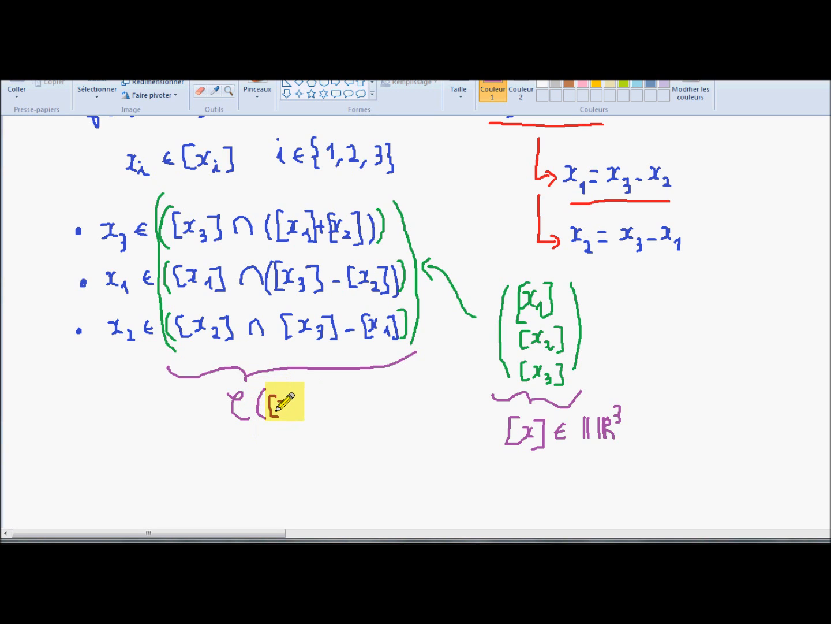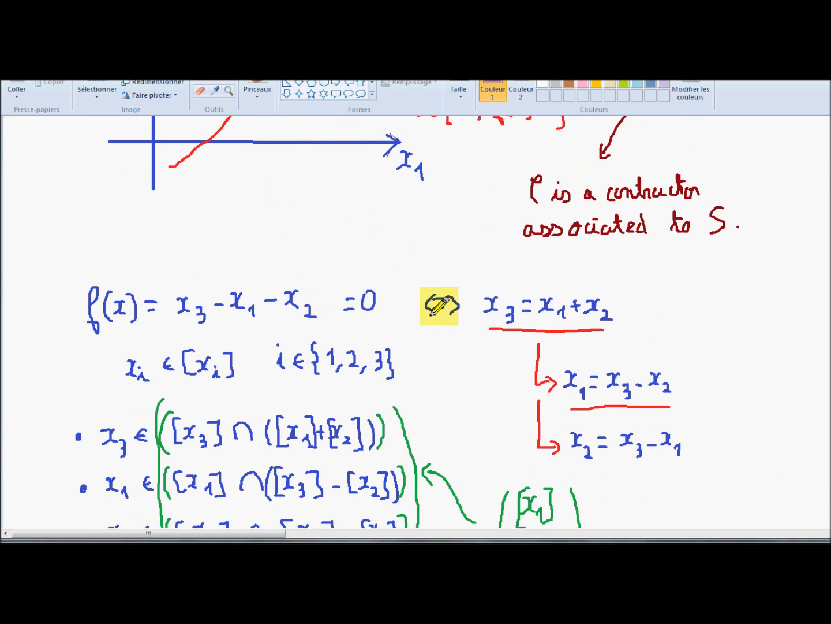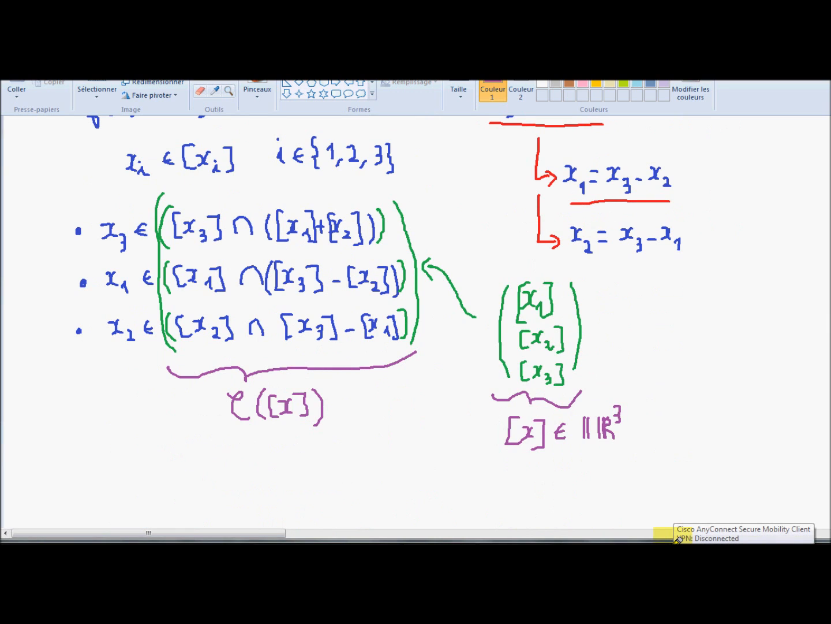So, in this case, I will satisfy the property which is explained here. I mean, the contracted box is smaller than the previous one with respect to the inclusion, and I do not lose any x1, x2, x3, which satisfies x3 equal to x1 plus x2. Moreover, in this case, I have the optimal contractor. I mean that I have plenty of possible contractors, but this one is the smallest one with respect to the inclusion.